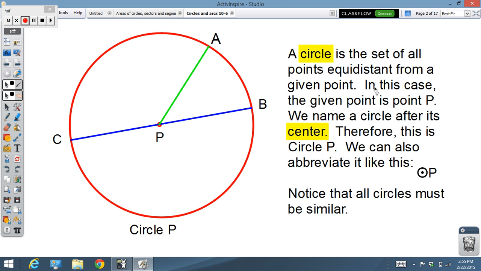All right, a circle, by definition, a circle is the set of all points equally distant from a given point. So every point that's shown in red here is the same distance from the center of the circle that I've shown with this dot and labeled it P. All right, every point is the same distance from P. Okay, so we name a circle after its center, so this therefore is called circle P. And we can also designate it with a little circle symbol like that, okay? All right. So notice that all circles must be similar figures.